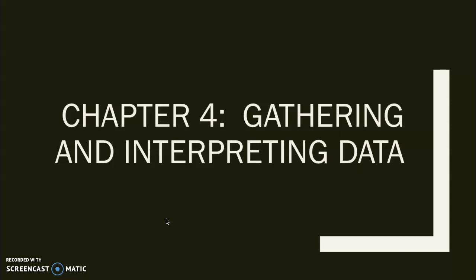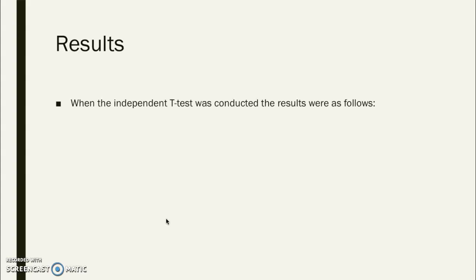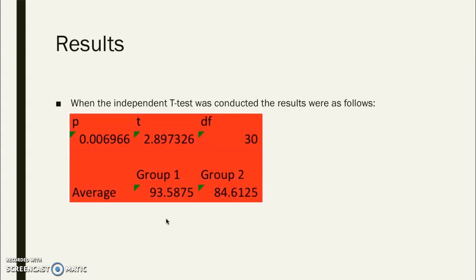We left off finishing up Chapter 3, and now we're going to get into Chapter 4, which is my gathering and interpreting data. So let's get into some results. When the independent t-test was conducted, the results were as follows. As you can see here, we have a very small p-value.